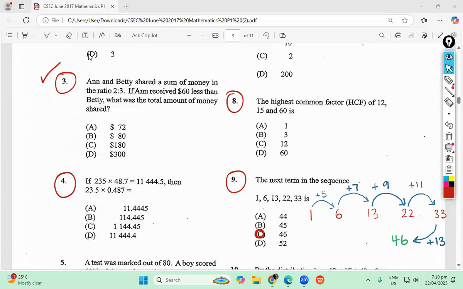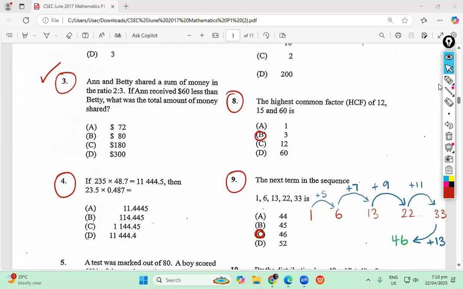Right. Now, the highest common factor, and once again, a primary school question. A factor is a number that can go into another value without leaving a remainder. What's the highest common factor of 12, 15, and 60? What number could go into all of those? But we're looking for the largest one, right? It's obviously going to be 3. 3 is the highest common factor. 3 could go into 12, 3 could go into 15, 3 could go into 60, right? That one was pretty easy, right?